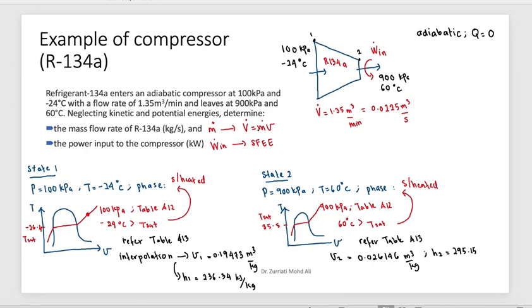To find m dot, we already know V dot, but we must find the specific volume. To find specific volume, we have to refer to the property table, so we have to check the phase for each state. First, we check state 1. State 1 is given pressure of 100 kilopascal and temperature of minus 24 degrees Celsius. These two properties are intensive properties, therefore you can choose to sketch a TV diagram or a PV diagram. I sketch a TV diagram, and this is the constant pressure line. I refer to table A12, and I find that T saturated is minus 26.4 degrees Celsius.